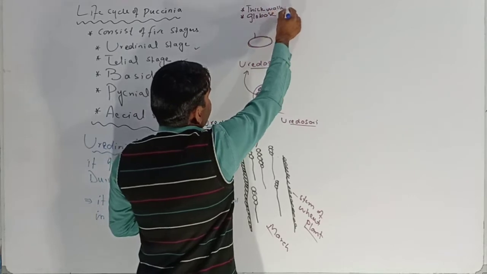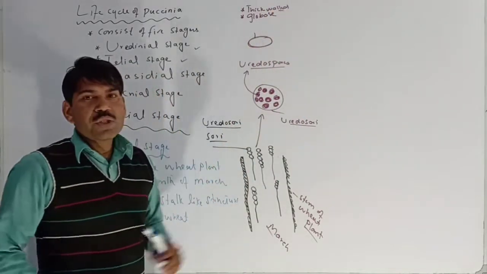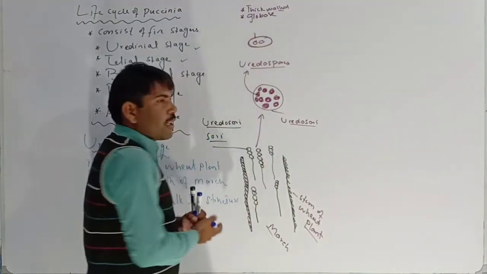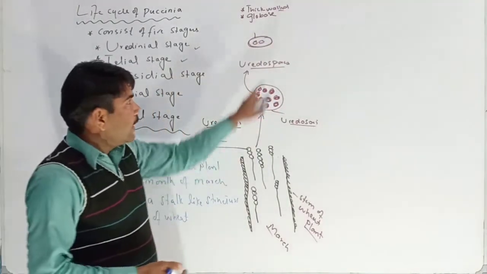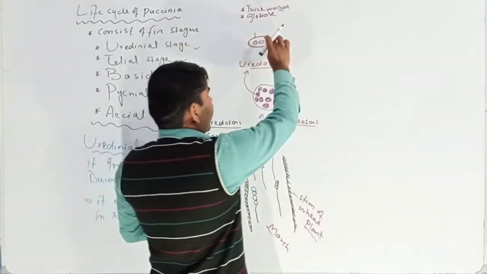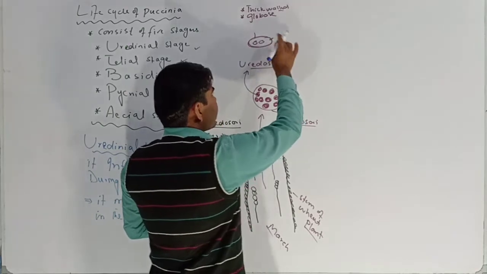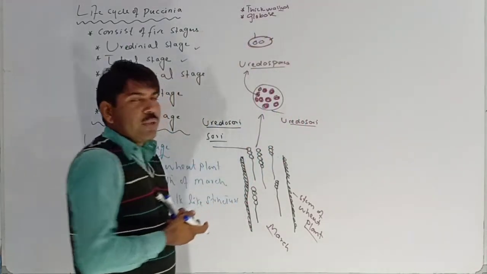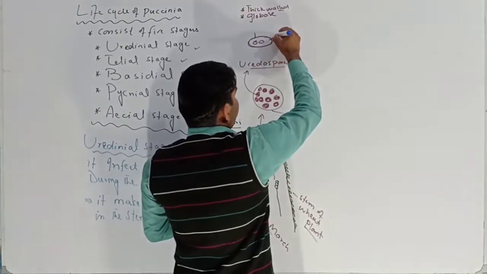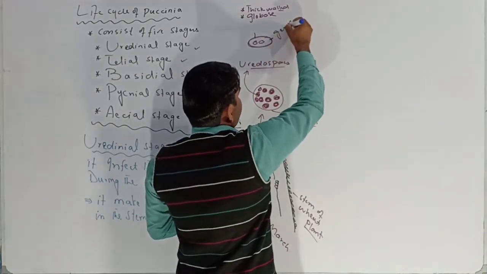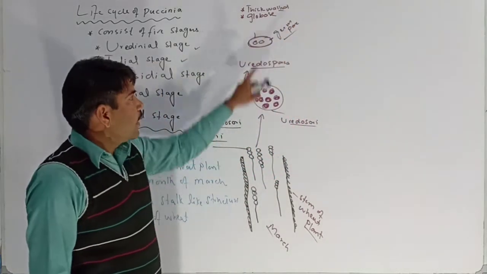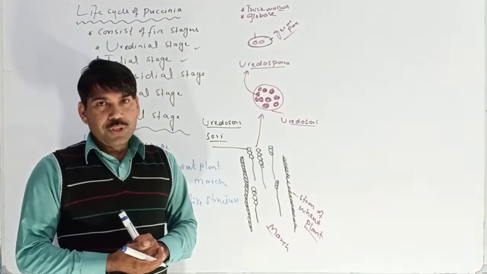Thick-walled. And each urediniospore contains two nuclei. So that's why you can say that these are binucleated. Each urediniospore also has a small pore, which is known as the germ pore. So these are some characteristics of these spores, which are known as urediniospores.